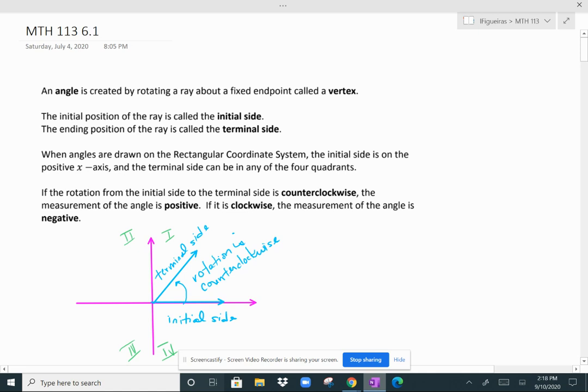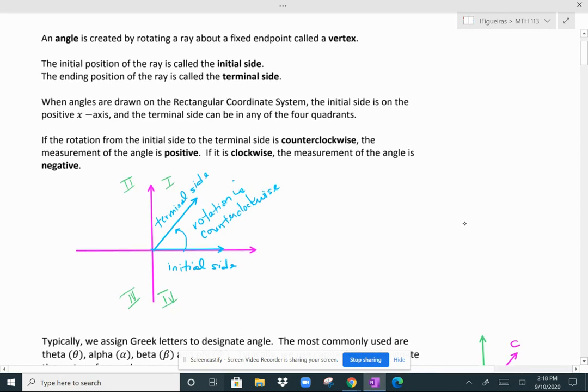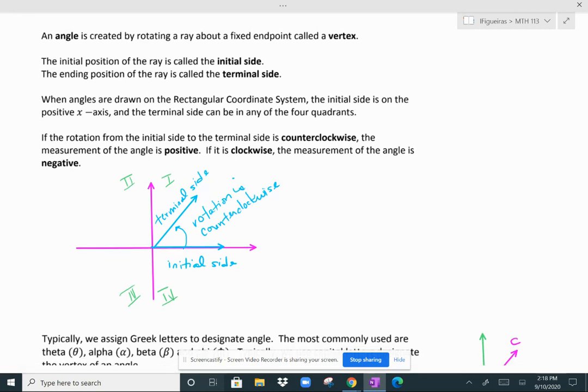Hi, this lesson is about angles, how to measure them in degree and radian measure, applications of them, and also understanding the relationship to angles on the xy plane. So, an angle is created by rotating a ray about a fixed point, a fixed endpoint called the vertex.